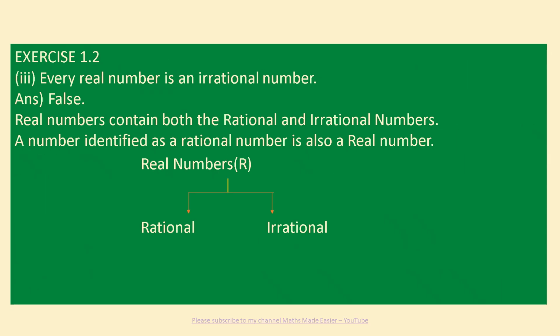Every real number is an irrational number. How do we answer questions like this? Immediately, the first thing which should come to your mind is the hierarchy map. If you look into this hierarchy map, you can make out very clearly that the real numbers contain both the rational and irrational numbers. So, since the real numbers contain both the rational and the irrational numbers, a number which is identified as a rational number could also be a real number. So, the above statement is false.